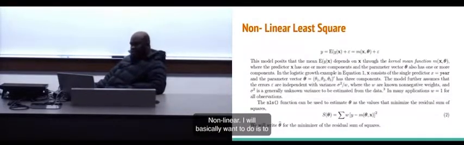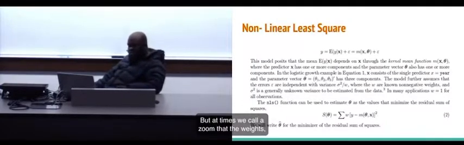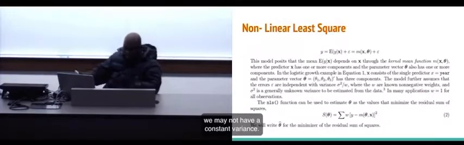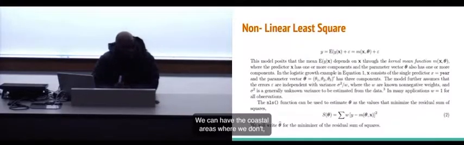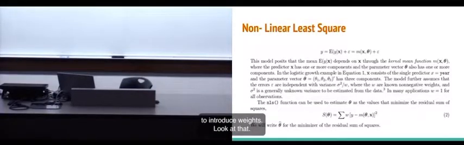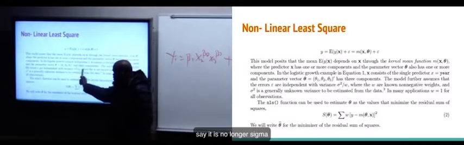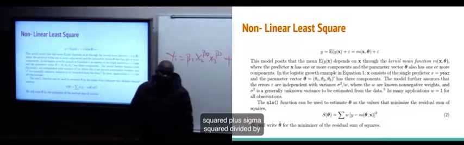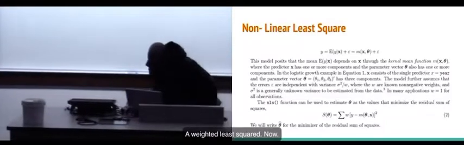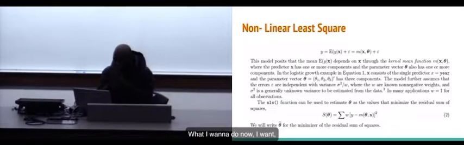That m(x; theta) is nonlinear, and what we basically want to do is to minimize the residual sum of squares. But at times we may not have a constant variance, and in that situation we're actually going to introduce weights. Look at that. It is no longer sigma squared, but sigma squared divided by W. You remember what we did under weighted least squares.